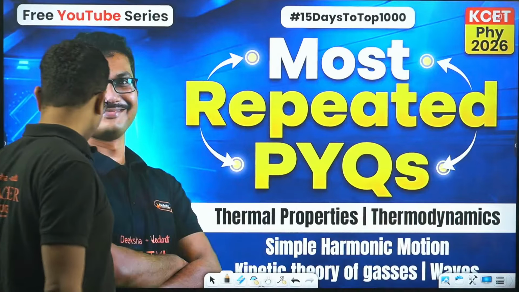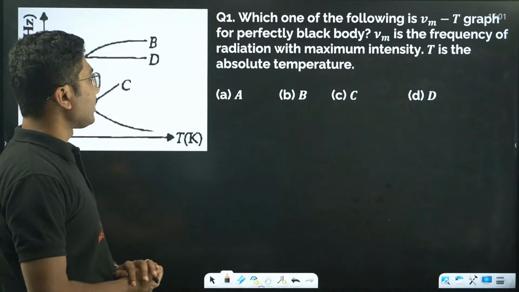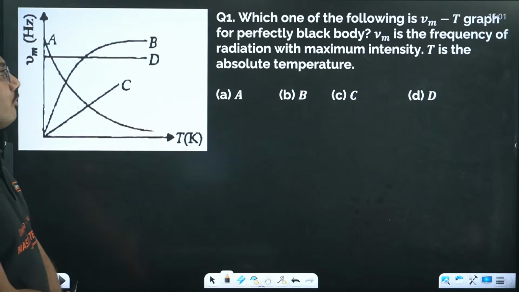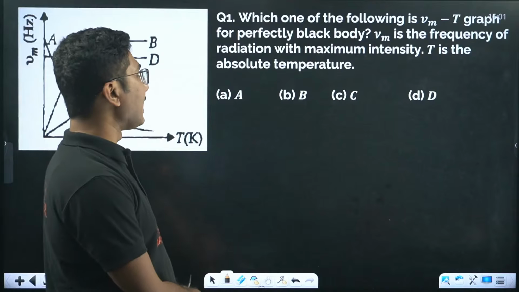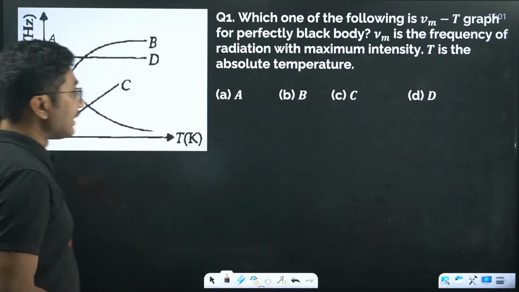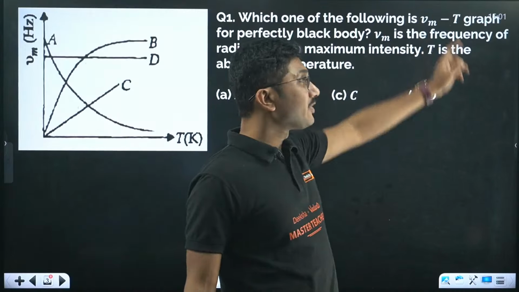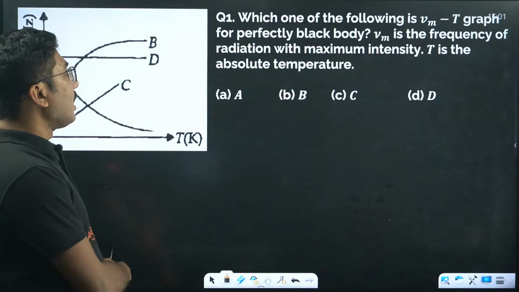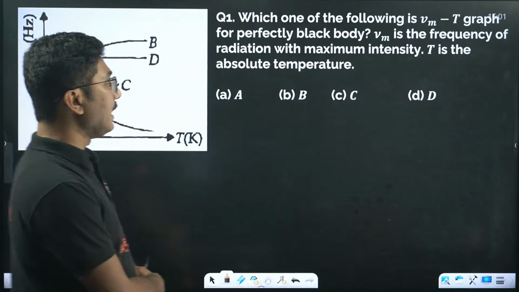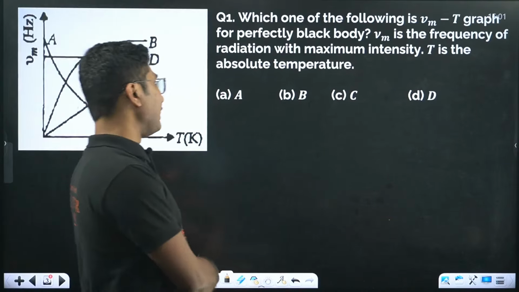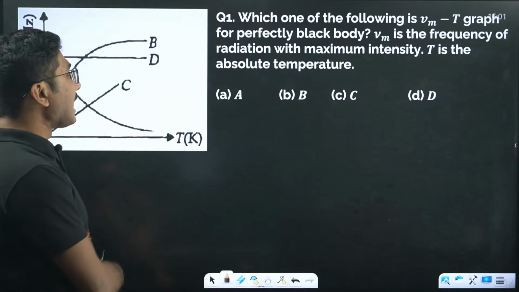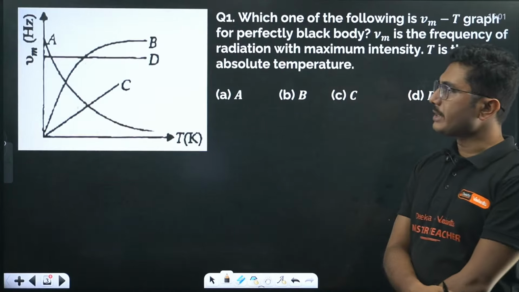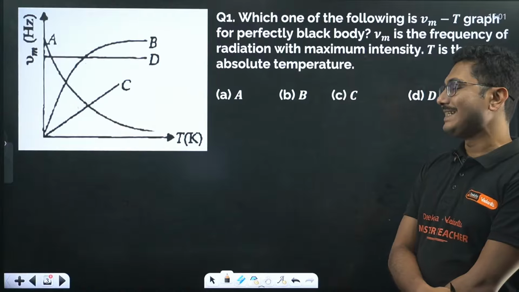So let's start with the first question. Question number 1. So let's read the question first. Which one of the following nu-m versus T graphs is correct for a perfectly black body? nu-m is the frequency of radiation with maximum intensity, T is the absolute temperature. Which of the following graphs correctly represents the nu-m versus T graph?